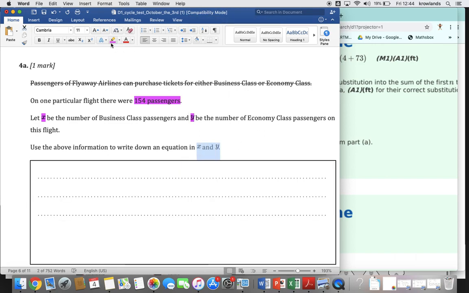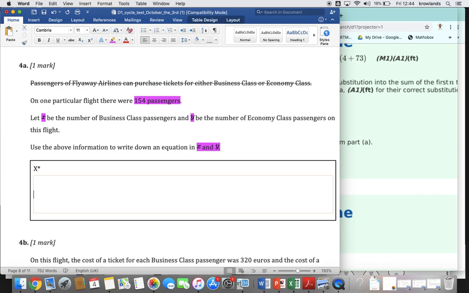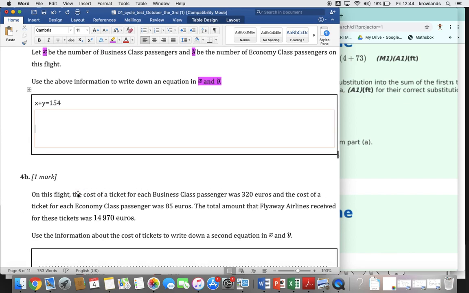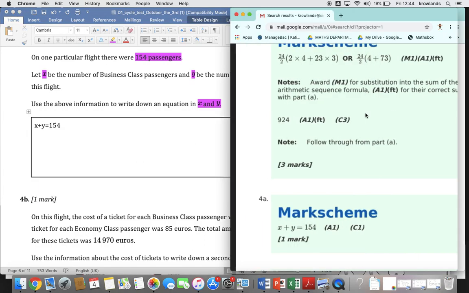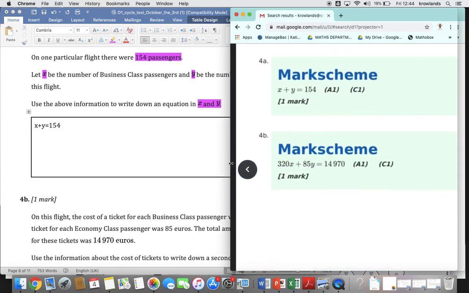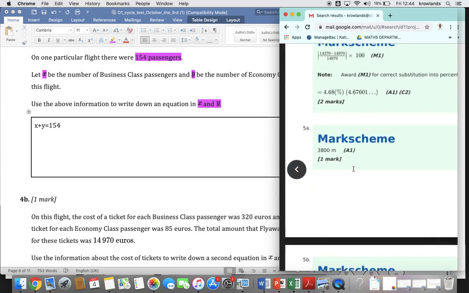So all it wants you to do for this question is combine all 3 bits of pink information. And most of you tried to get there, but didn't quite finish the question. So it's just X plus Y equals 154. Now don't include any other extra bit of information, that is your answer. So this little bit, it's only 1 mark, and it's for some people quite difficult. So some people struggled with this.